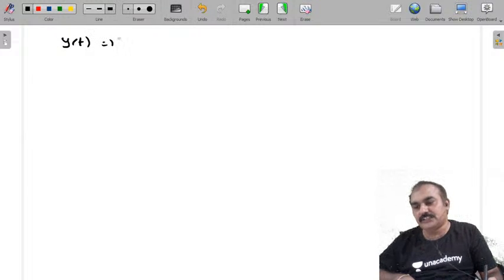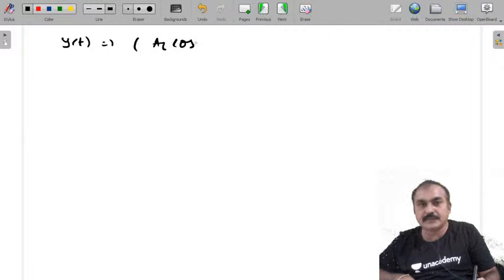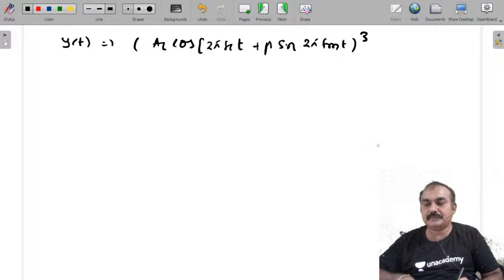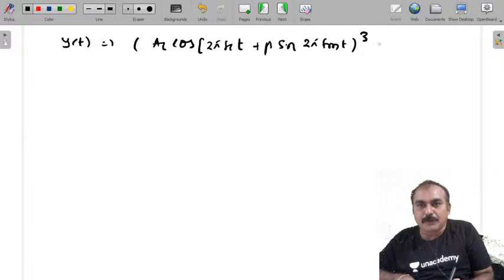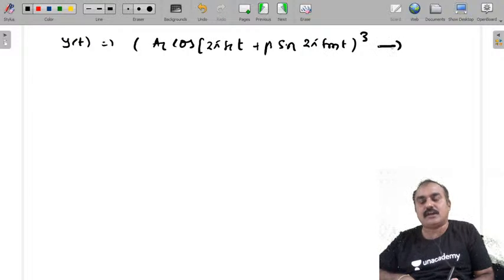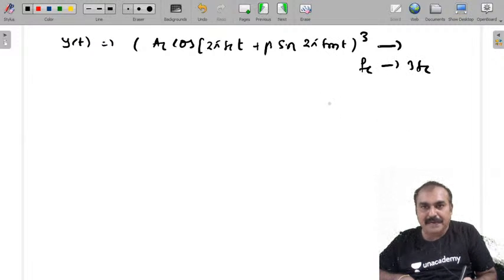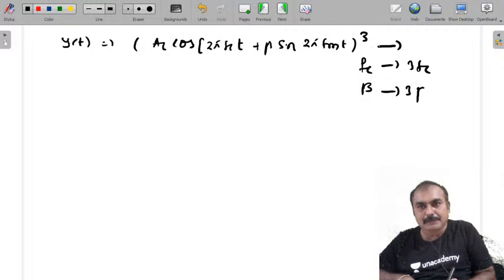So that is the S of t term. S of t term is AC cos of 2 pi into fc into t plus beta sine 2 pi into fm into t, and this is cubed. My dear students, as I told you, as per WBFM, as per the Armstrong method, the carrier frequency increases by 3 fc, and because it is cubing, the modulation index also increases by 3 beta, my dear students.